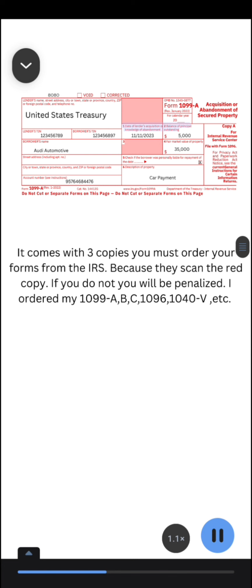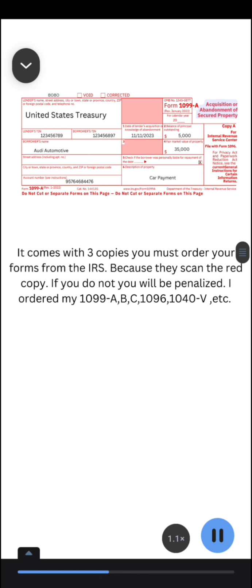www.irs.gov/form1099A. 1 Date of lender's acquisition or knowledge of abandonment. 2 Balance of principal outstanding. OMB No. 1545-0877. Form 1099-A. Rev. January 2022. For calendar year. 5 Check if the borrower was personally liable for repayment of the debt. 6 Description of property. 4 Fair market value of property.